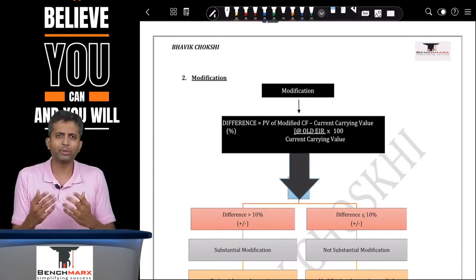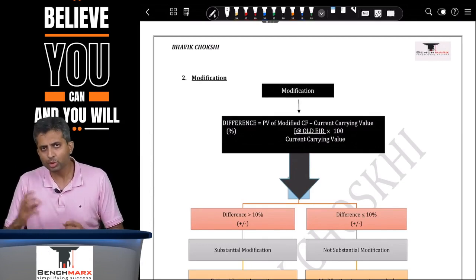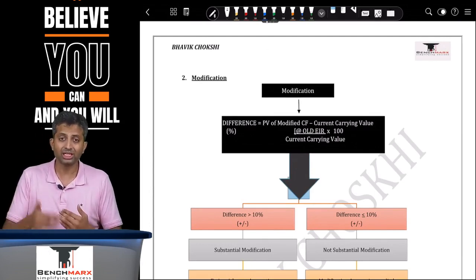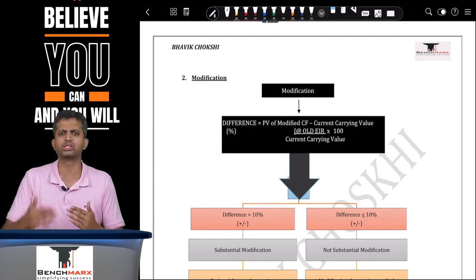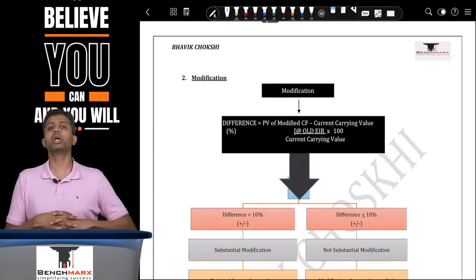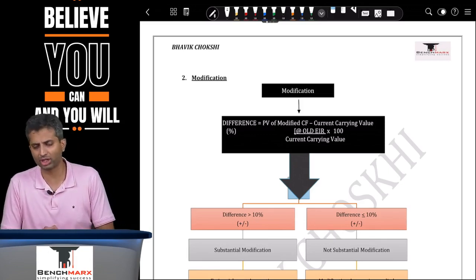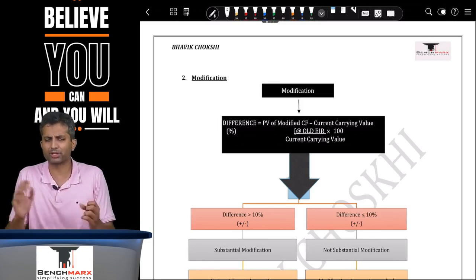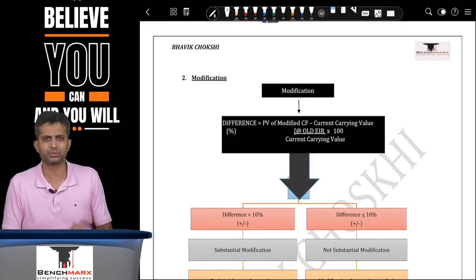So, sometimes you might enter into a renegotiation of the loan transaction. The renegotiation can result in changes which are substantial or changes which are not substantial. Now, if the changes are substantial, then extinguishment accounting applies. If the changes are not substantial, then modification accounting applies. Now, how will you figure out whether the changes are substantial or not?